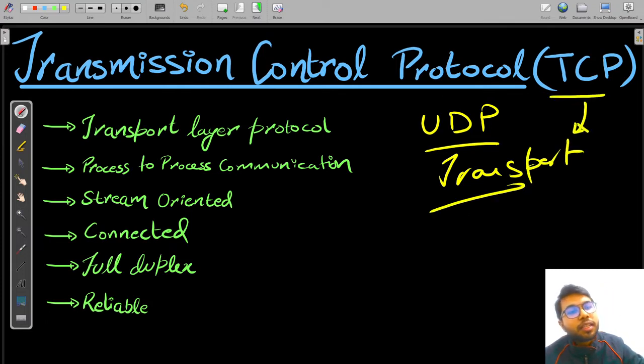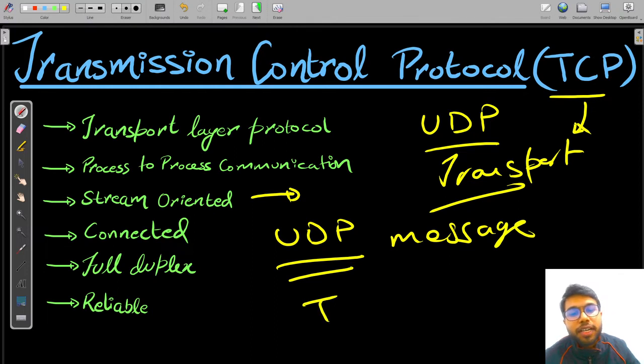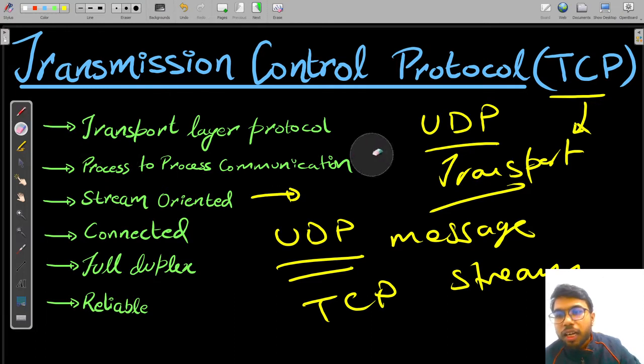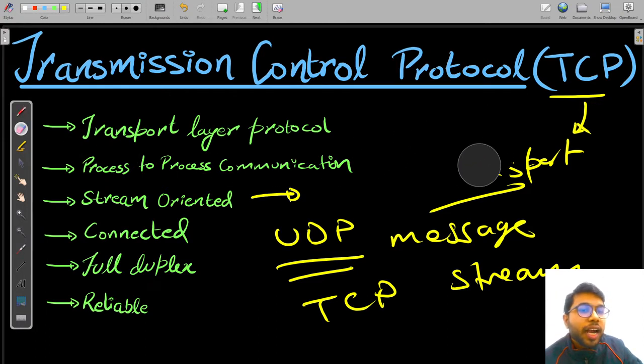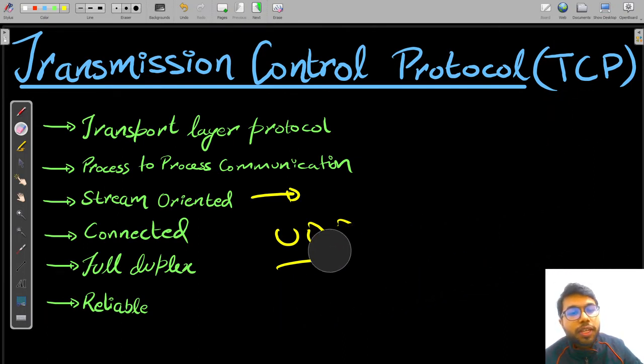TCP is similar in that manner, but it is also very different in the fact that it is stream oriented, right? So if you remember, our UDP used to be message oriented, right? But our TCP is stream oriented, right? So the common link between UDP and TCP is what? That both are transport layer protocols and both are process to process communication methods, right?